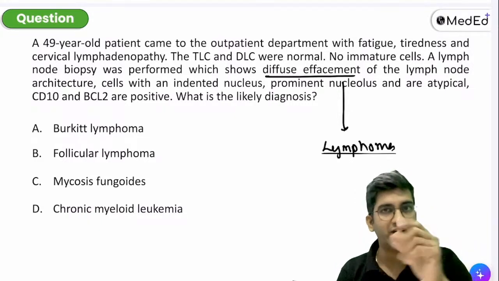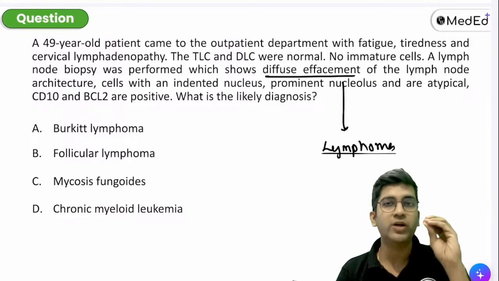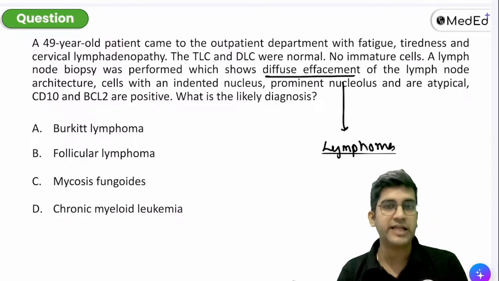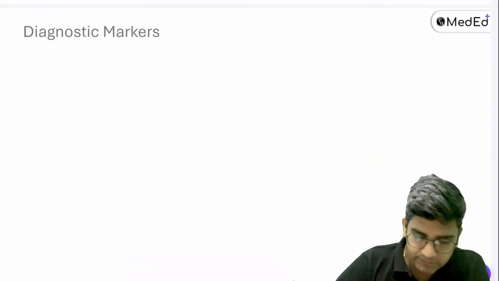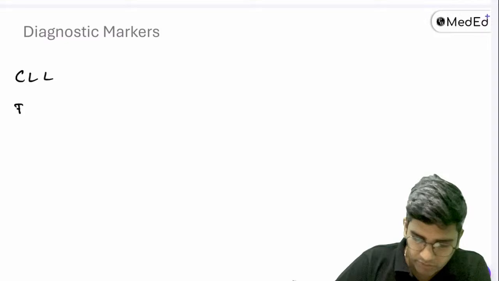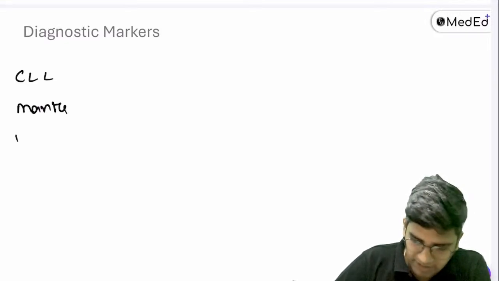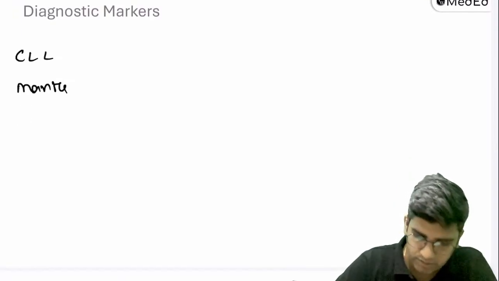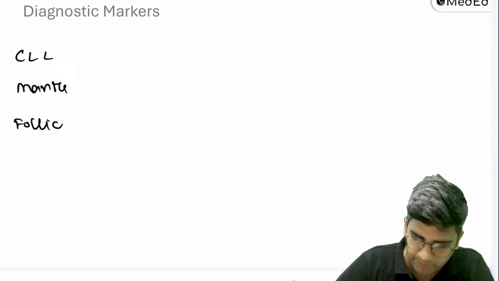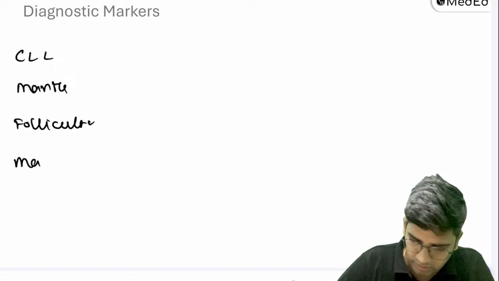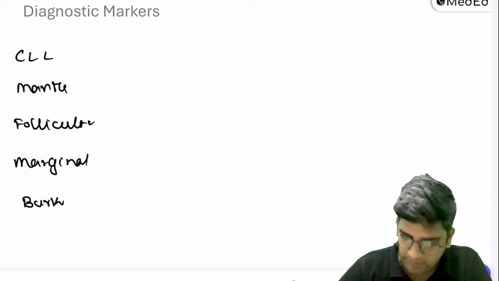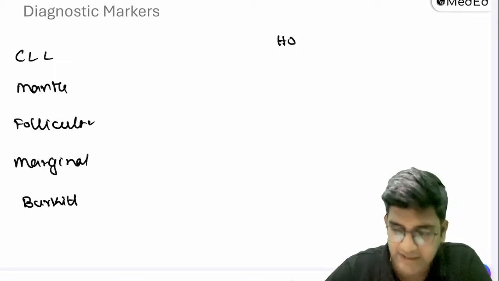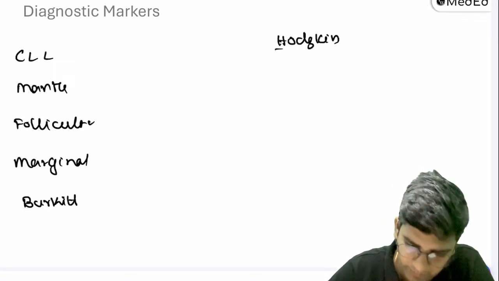But there are a few clues which will tell me what type of lymphoma it is. Like I said, jaw swelling in a child, Burkitt's lymphoma. We are going to look at the diagnostic markers and a few classical diagnostic clues. If you look at CLL, mantle, marginal, follicular, and Burkitt's lymphoma, all these come under non-Hodgkin's. And obviously we have the classical one, Hodgkin's lymphoma.